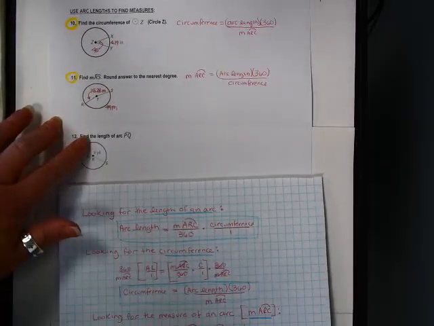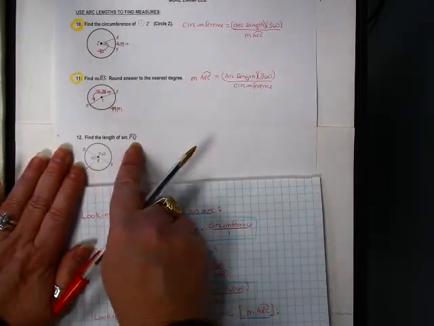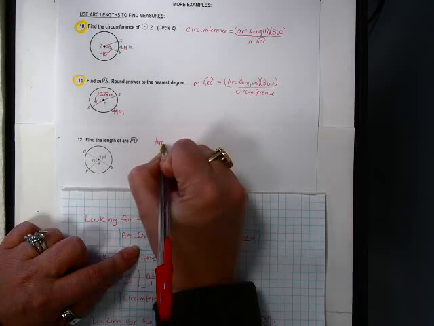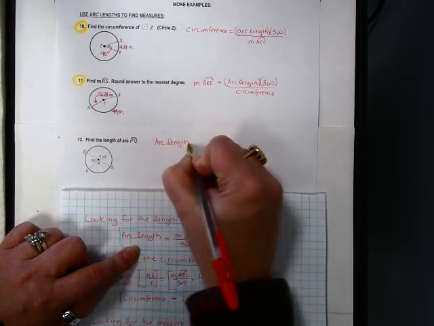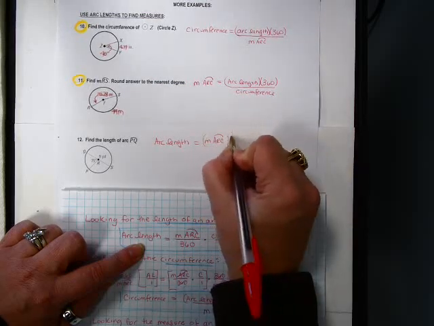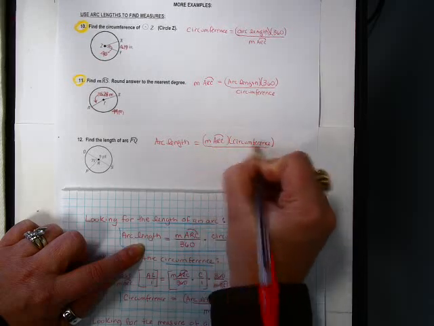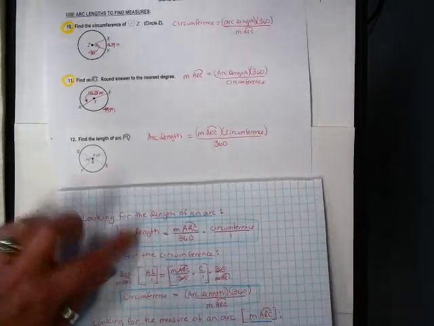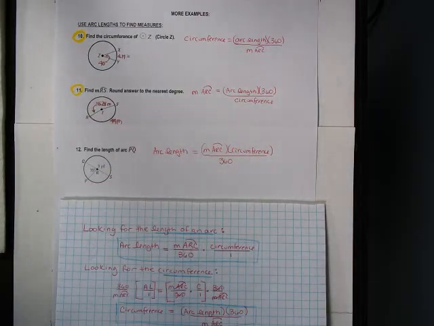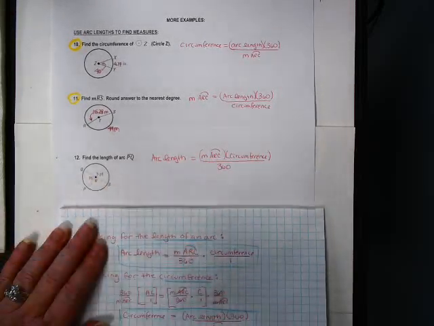Okay, the next one, find the length of arc PQ. Okay, so the length of arc PQ, that's going to be just the arc length. So arc length is equal to the measure of the arc times the circumference divided by 360. Okay. But the problem here is that you don't have the circumference. It's not given to you, so you have to find it. Well, and you have to find the measure of the arc too, because it's not just given to you.